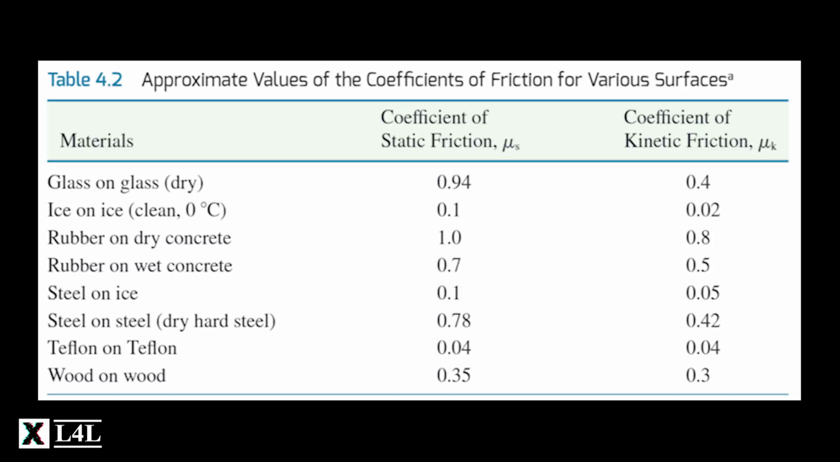Glass on glass, 0.94 versus 0.4 for the kinetic. Ice on ice, 0.1 versus 0.02. Rubber on dry concrete. So this is, in essence, your tires on the road. There's a static friction of 1 versus a kinetic friction of 0.8. So there's a 20% loss there once your tires start to slip and slide. But look what happens when it rains. It goes all the way down to 0.7 and then 0.5 when you're sliding.